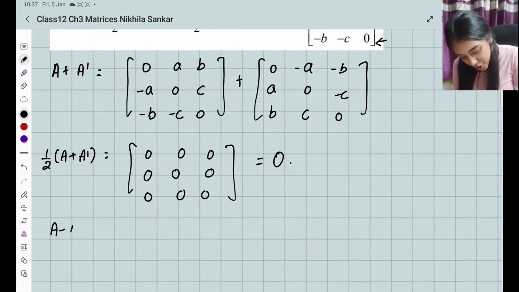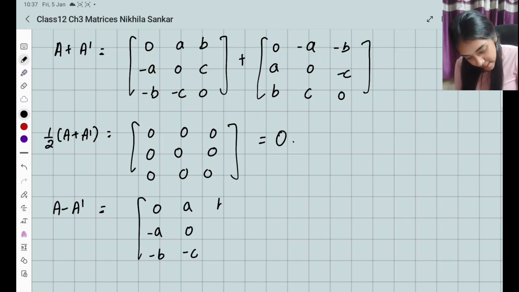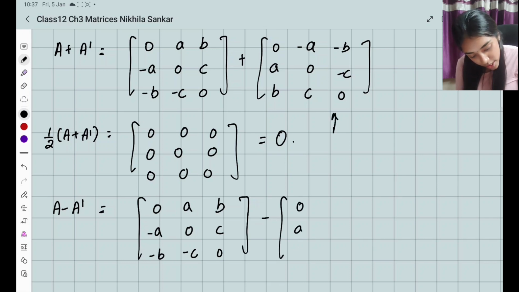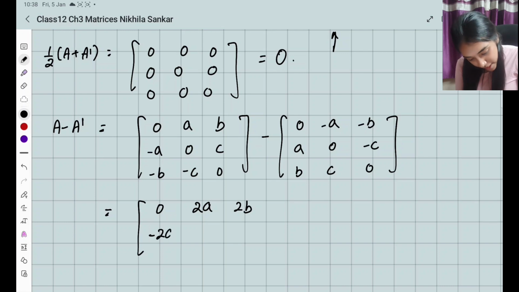Now A minus A dash. So A minus A dash is going to be, let me write it again, 0 A B, minus A 0 C, minus B minus C 0, minus 0 minus A minus B, A 0 minus C, B, C, 0. This is A, and A transpose we have found here. Now for subtraction the sign changes. Okay, please be careful. 0 minus 0, 0. A minus of minus A, so 2A, B minus of minus B, 2B, minus A, minus 2A, 0, C plus C, which is 2C, minus B, minus 2B, minus C, minus 2C, 0 and 0.